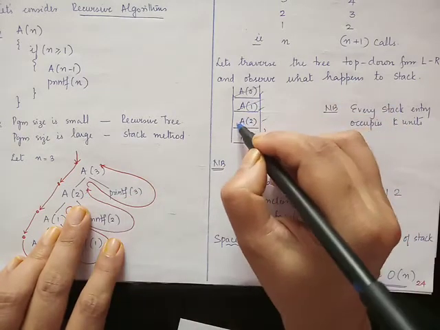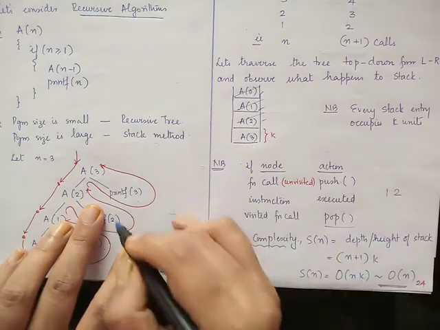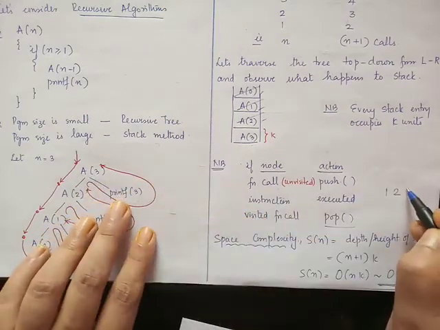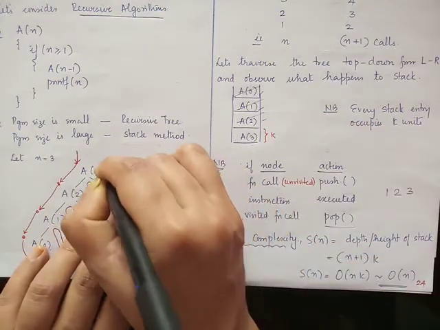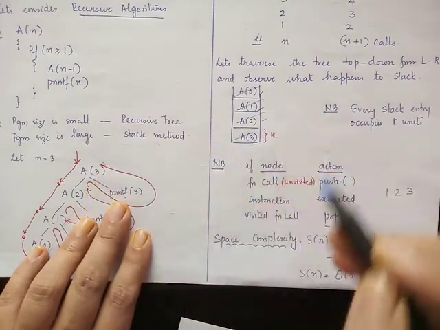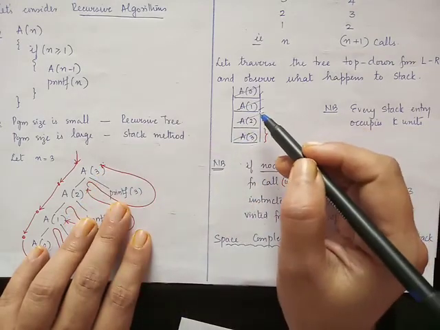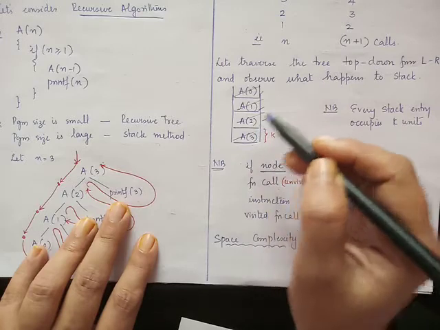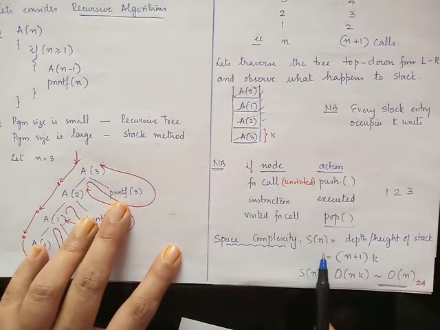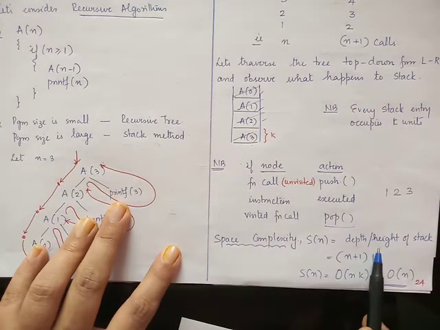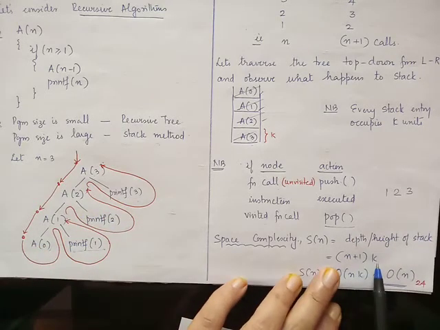So what we are going to do, we are popping it off from the top of the stack. Then further when we proceed, we will print 3 and then back to A of 3 which is visited. So we will pop off A of 3. So here you can see the space complexity is dependent upon the depth or height of the stack, that is n plus 1 times k.